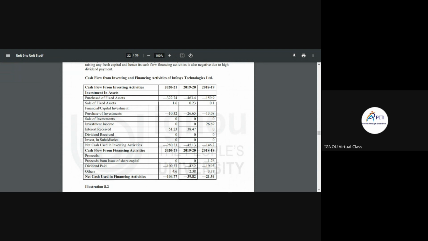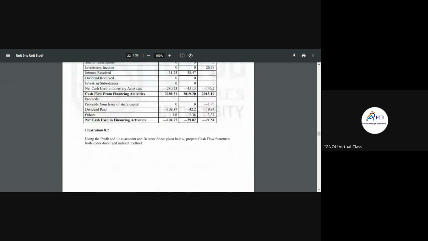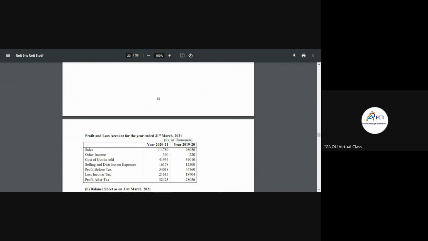investing activities. Then we have cash flow from financing activities, that will be the proceeds from issue of share capital, dividend paid, and others. Then in the end, we have net cash used in financing activities. So we will see the illustration.